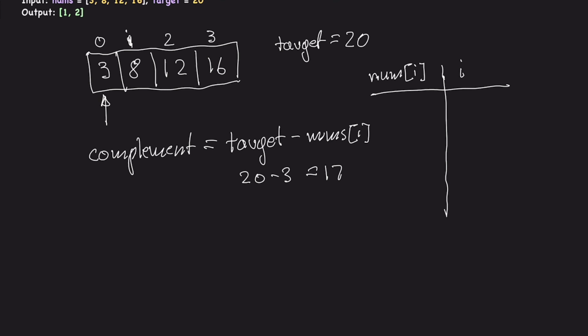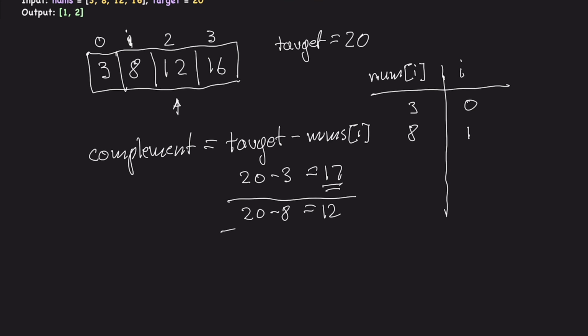And then we do the same thing. We check, is 17 in our map? It's not. So the 3 cannot be a solution. But before we move to the next element, we will add 3 to our map. So 3, the index of 3 is 0, and then we move to the next element. And we repeat the process. So for 8, we will compute 20 minus 8 equals 12. Is 12 in our map? No, it is not. That means we have to add 8 to our map, so 8 and 1, and we will move to the next element.